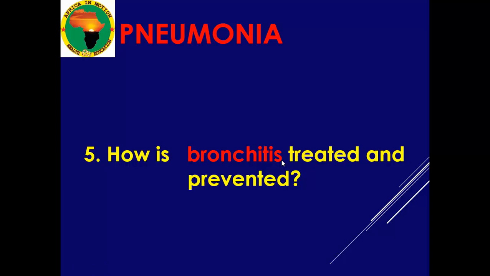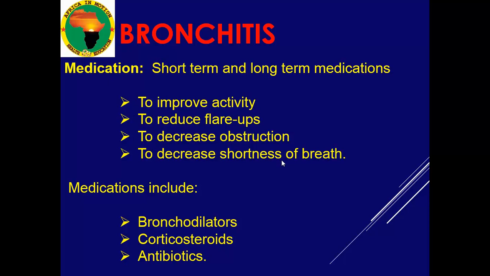And how do we treat this condition? How is the treatment and prevention done? Now, there are preventive measures and there is medication. For the medication part, it is done either for short term or long term. Even for long term, there is an objective to improve the activity of the patient. We need to reduce the flare up, and we need to decrease the obstruction, because the main problem is obstruction. You cannot breathe in and out, and we want to decrease the shortness of breath as you are giving treatment.